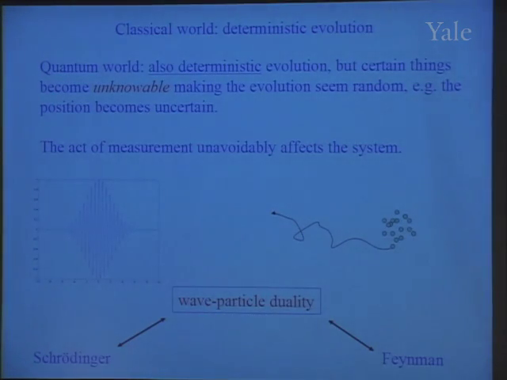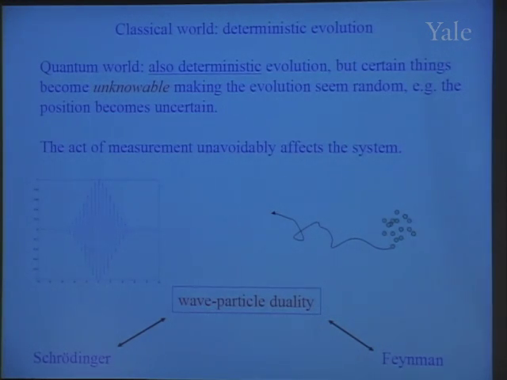So in the classical world, we say that the fact that you can predict what's going to happen to the positions of the particles later, given where they are now and how fast they're going, that's called deterministic evolution. That's a big word. It just means that you can predict the motion of the particles.